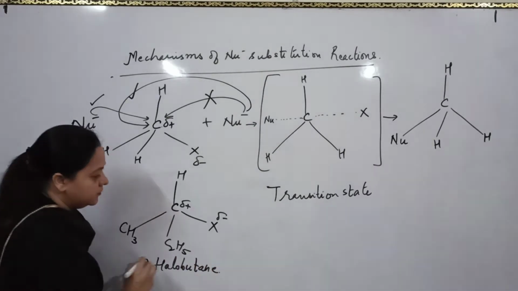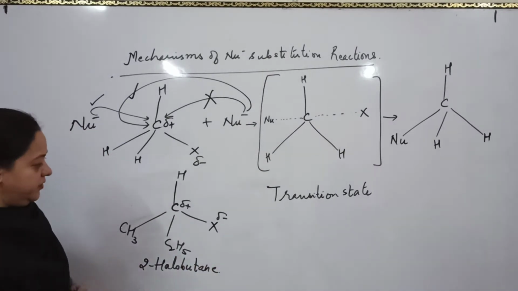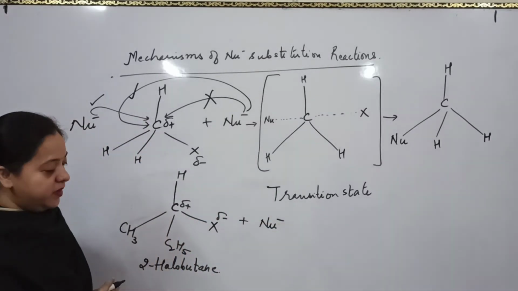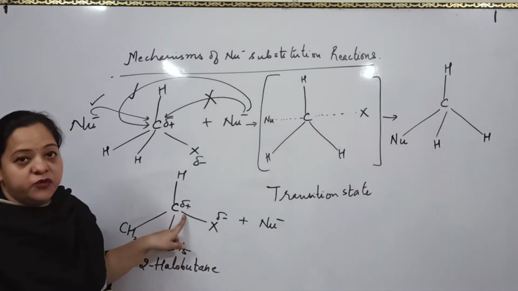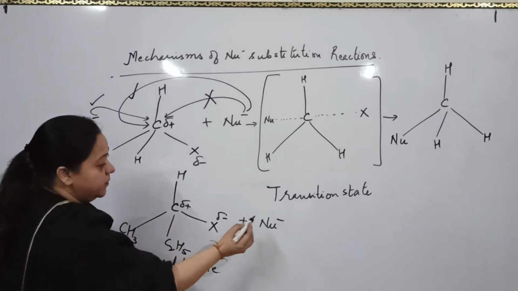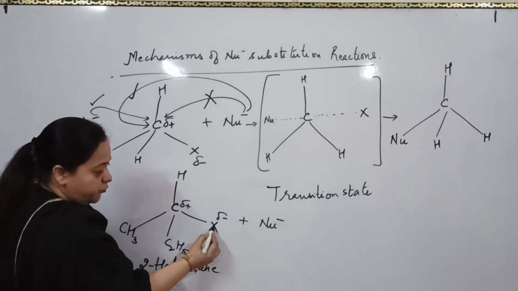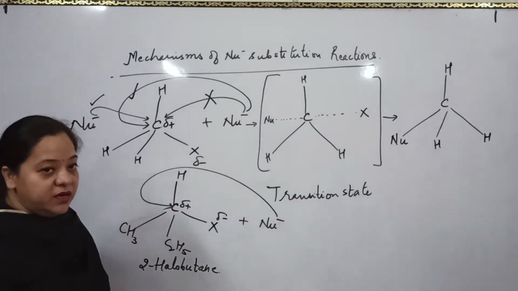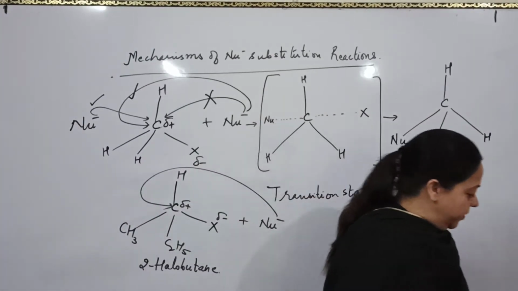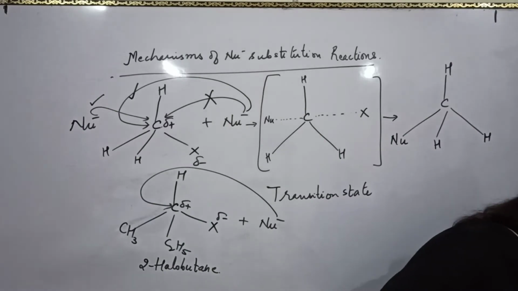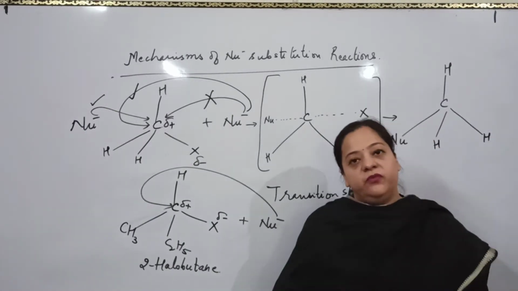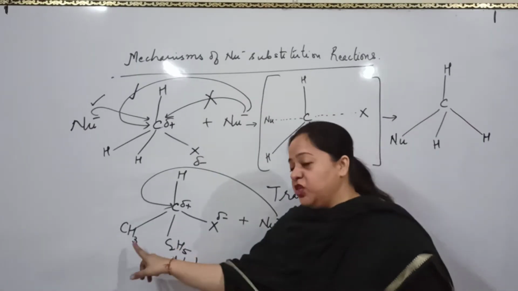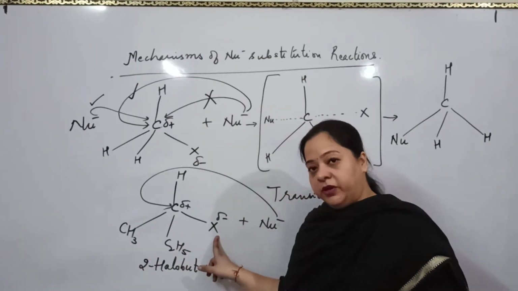This compound is 2-halobutane. In this optically active halide, the nucleophilic attack on this carbon again has to be from the opposite side, not from the same side. If this is the frontal side, then the nucleophilic attack is from the rear side. Again, a 5-membered transition state will be formed and the nucleophile will occupy the position which is the mirror image position to this leaving group.